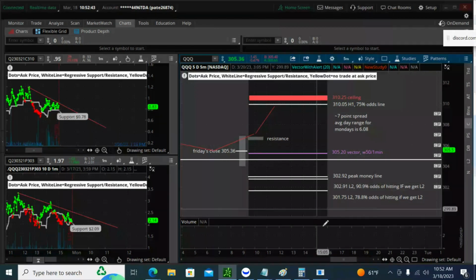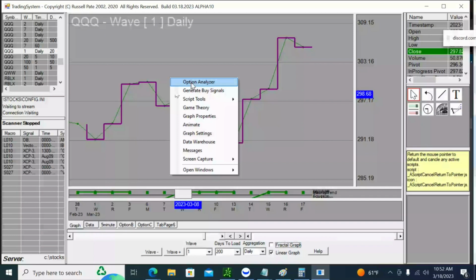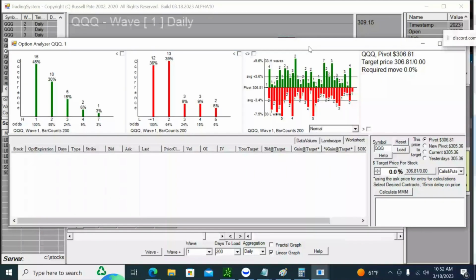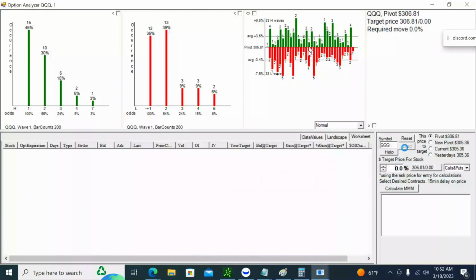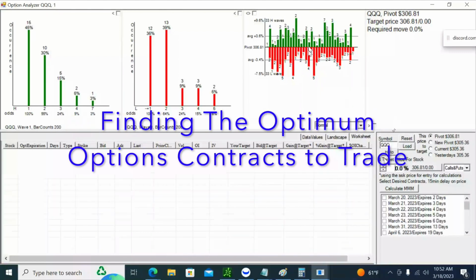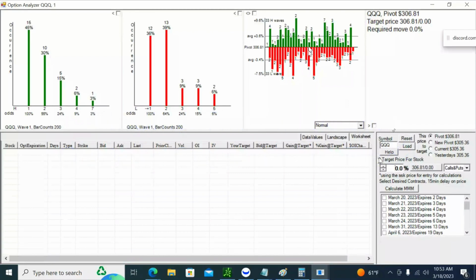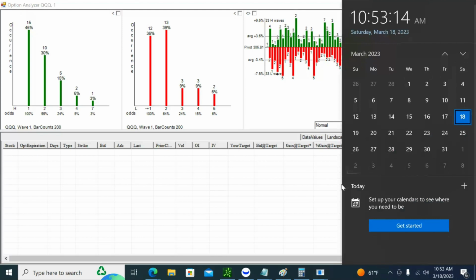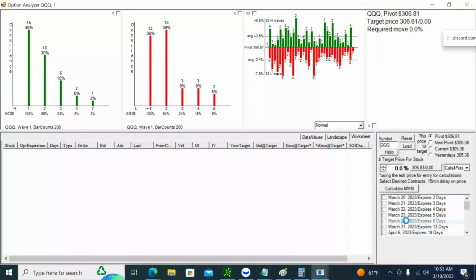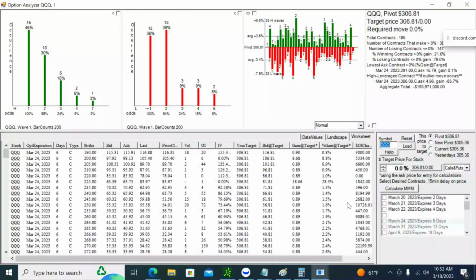So here, Milk's mentioning trying to find the best contract. So I'll do it for the Qs. Let's say we wanted to take a Friday. So what's that, the 24th? Yeah, the 24th. So let's say we want to find the best upside for the 24th, and we think the market's going to move up 5%.